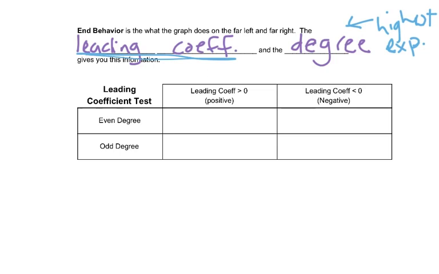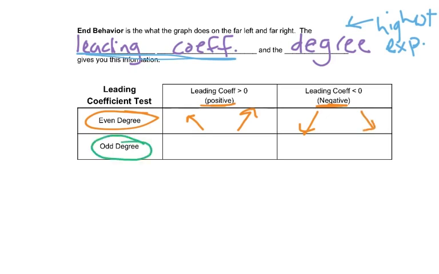If the degree or the highest exponent is an even number, so you have exponents like 2 or 4 or 6, then that means the ends are going to go the same direction. If the number in front of that leading coefficient is positive, then both ends are going to go up. And if the number in front is negative, they're both going to go down.